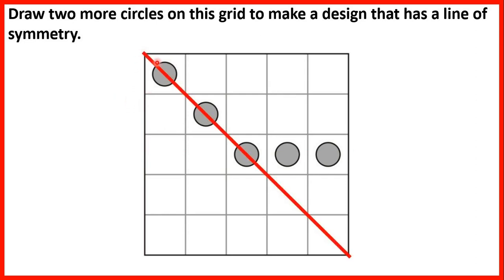We could have a diagonal line of symmetry, so then we would need to draw a circle in this square here and in this square here, so that our circles are the same distance from the mirror line or from the line of symmetry on both sides.